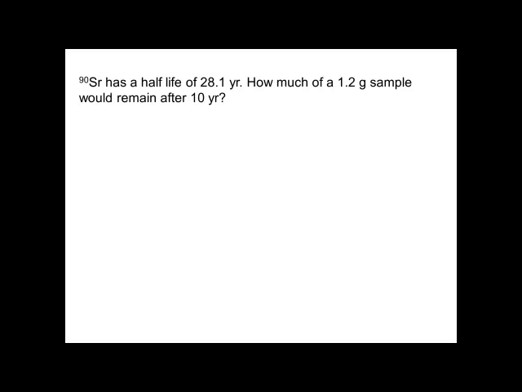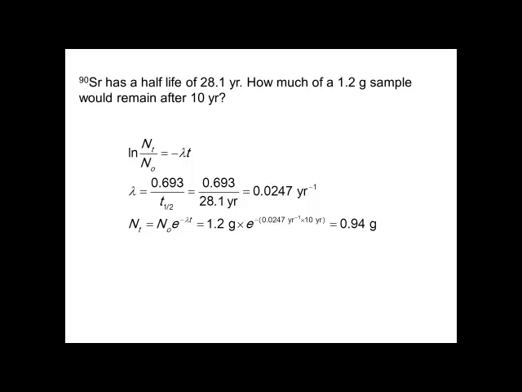Strontium-90 has a half-life of 28.1 years. How much of a 1.2 gram sample would remain after 10 years? Again, log of Nt over N0 equals minus lambda T. Lambda would be 0.693 divided by 28.1 years, the half-life, or 0.0247 years to the minus 1.